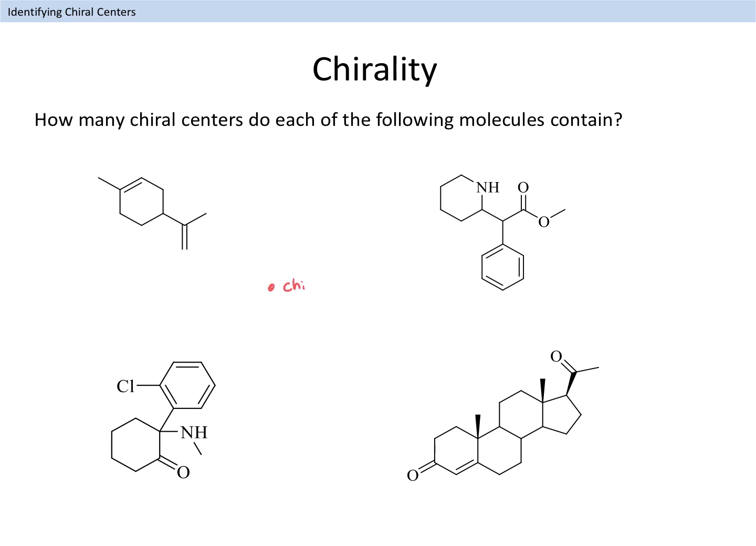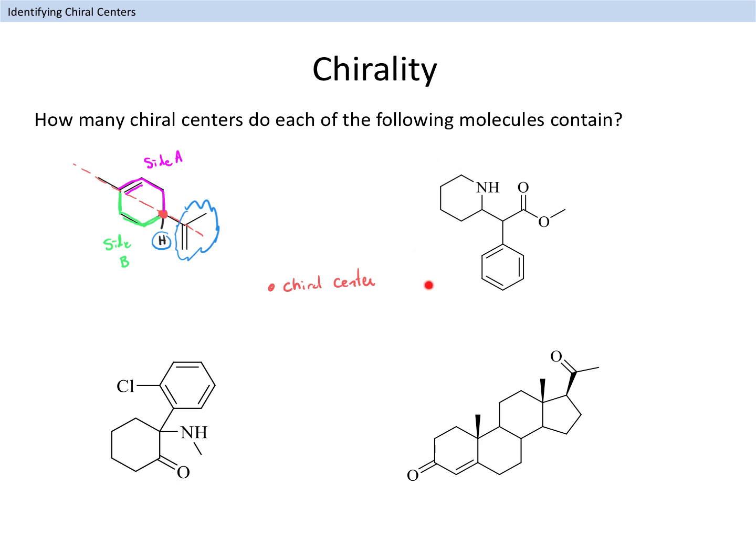Let's go through each example molecule and identify the chiral centers. In the first molecule, there is one chiral center, located here. Notice that this carbon is attached to one hydrogen, the propene group, and 2 different sides of the cyclohexene ring. Because the double bond is on one side and not the other, this means that the indicated carbon has 4 different groups and is a chiral center.